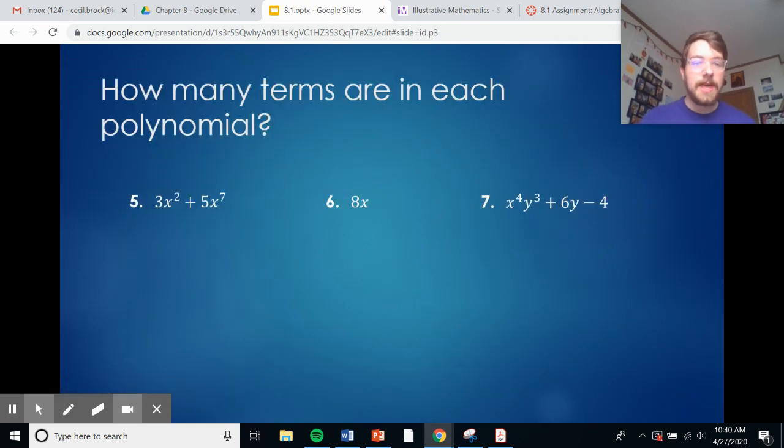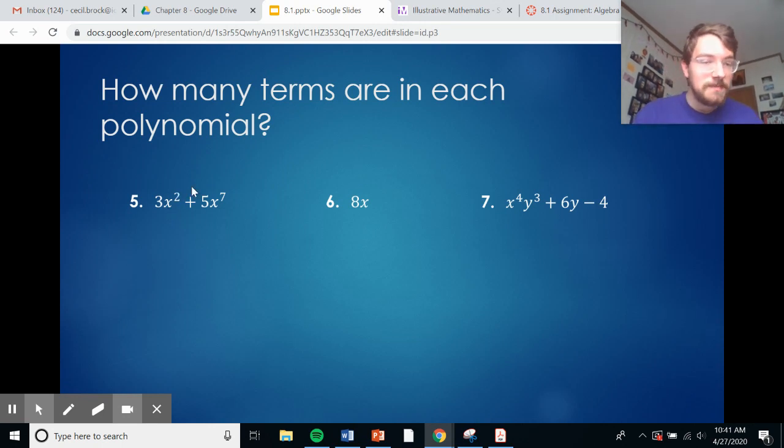So just one thing to look out for. I want to know if you guys can tell how many terms are in each polynomial. And it seems a little elementary at this point, but I just want to make sure we're all on the same page. So when I'm asking how many terms, I'm saying how many things are there in the polynomial that are separated by a plus sign or a minus sign. So with number 5, I've got 3x to the second plus 5x to the 7th. Wow, second and 7th. They sound exactly the same.